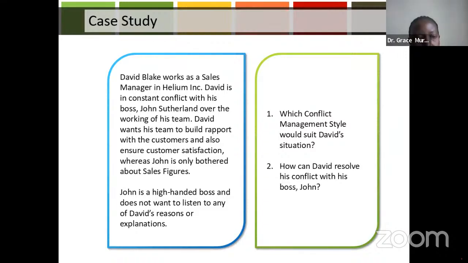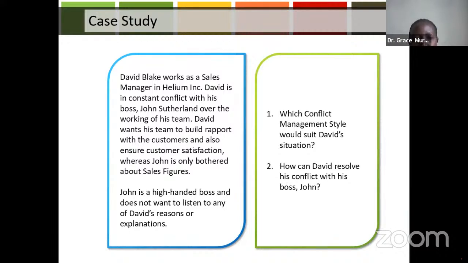So let me read it out. David Blake works as a sales manager in Helium Inc. David is in constant conflict with his boss, John Sutherland, over the working of his team. David wants his team to build rapport with the customers and also ensure customer satisfaction, whereas John is only bothered about sales figures. John is a high-handed boss and does not want to listen to any of David's reasons or explanations.